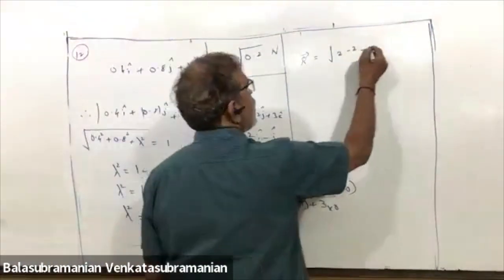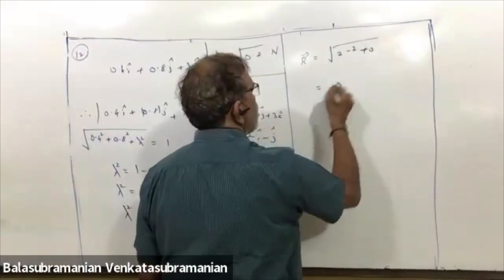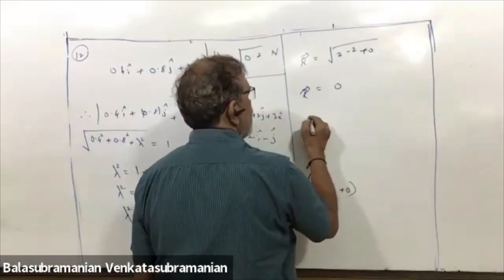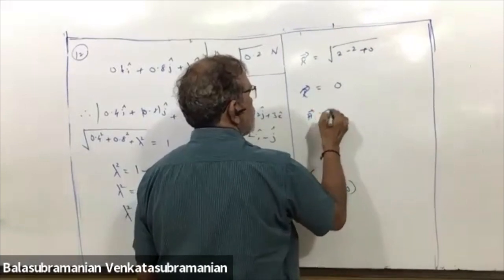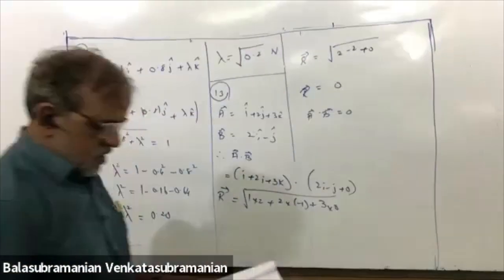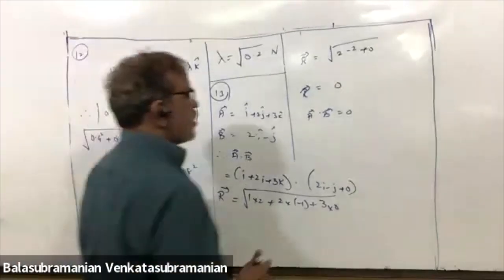Let it be plus 0. 0 will be imaginary. A dot B is equal to 0 means A is perpendicular.